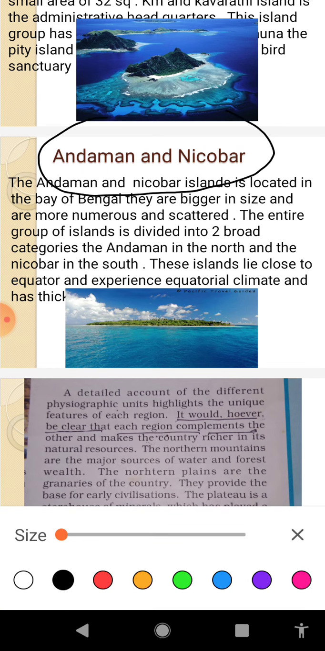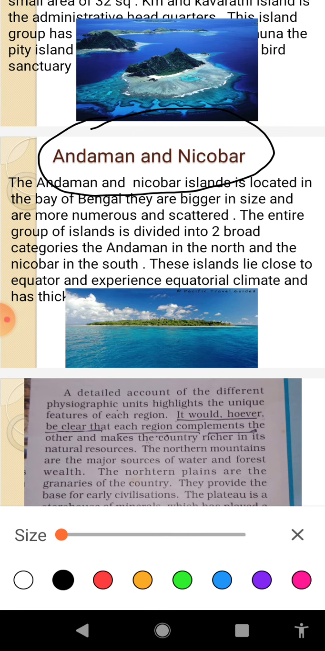So, with regard to the Andaman and Nicobar Islands, these islands are about 572 in number, and they are lying in the Bay of Bengal. They are bigger in size and are more numerous and scattered. They can be divided into two sections: in the north, the Andaman, and in the south, the Nicobar. And it is believed that these islands are an elevated portion of submarine mountains.